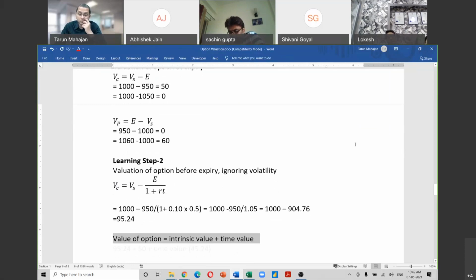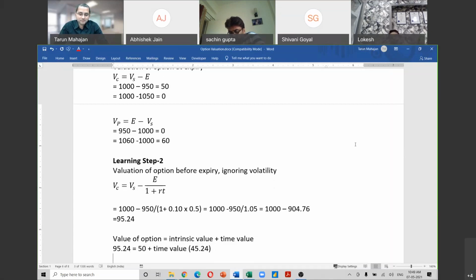One is intrinsic value and other one is time value. In this example, 50 rupees is intrinsic value. So what is intrinsic value? Intrinsic value is the amount by which an option is in the money. So 50 rupees is intrinsic value and balancing figure is time value. Time value of this option is 45.24.